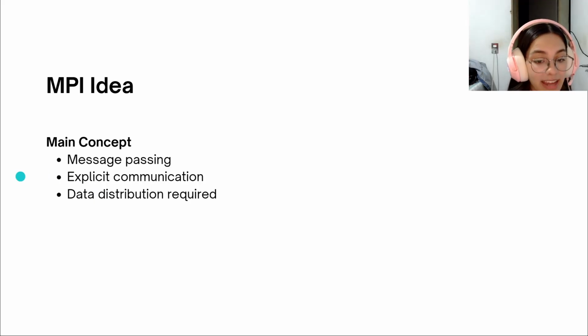So, the key idea in MPI is message passing. Processes communicate by sending and receiving messages. This allows the program to run across multiple machines, making it highly scalable. However, it also makes the programming model more complex. The programmer must manage the communication explicitly.